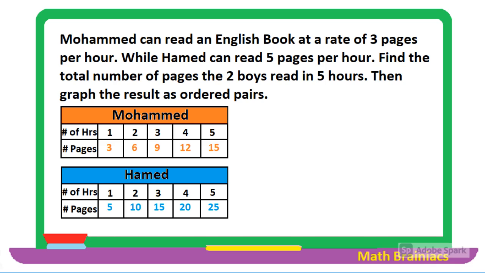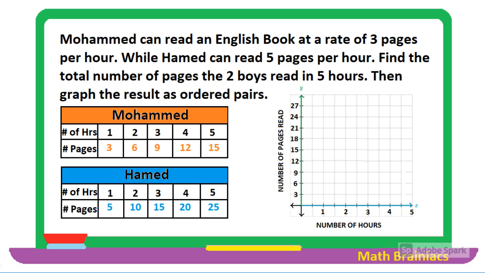Correspondingly, we are going to make the numerical pattern for Hamid. He is reading 5 pages per hour. Therefore, for 1 hour, he is going to have 5 pages. After 2 hours, he is going to read 10 pages. 3 hours, 15 pages. 4 hours, 20 pages. And 5 hours, 25 pages. On that account, the numerical pattern here is plus 5 for each term.